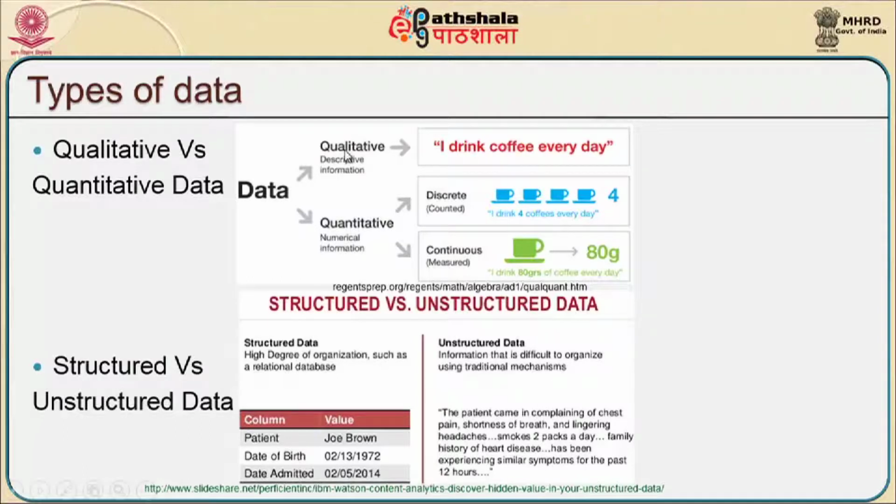The second type of data is structured versus unstructured data. Structured data is put into columns and rows, with a high degree of organization, and is represented in tabular or relational database format, where I represent all the details in terms of columns and rows. So a column might take patient value, date of birth, date of admission, and the appropriate values will be mentioned. When it is unstructured data, it is a complete description. This is information that is difficult to organize using traditional mechanisms.